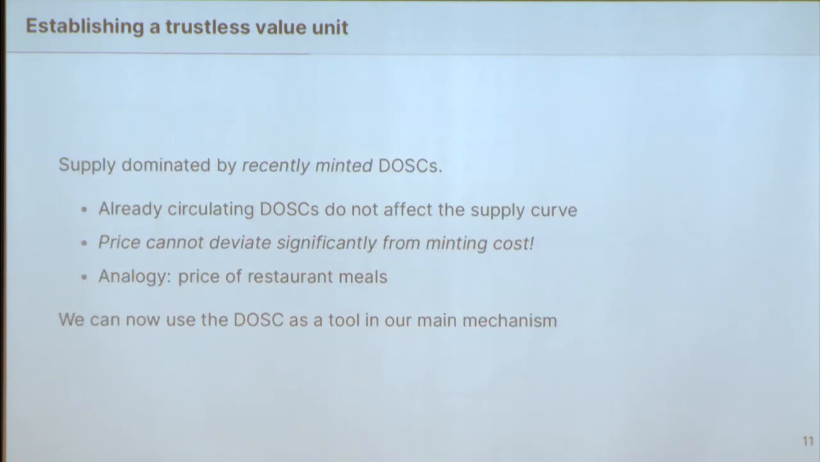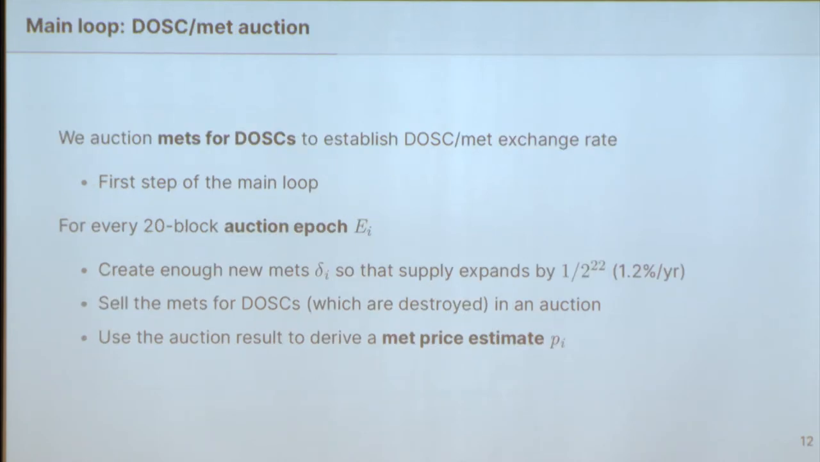However, what it does mean is that the value of one DOSC closely tracks the cost to mint it. So if for some reason you want this useless coin, then you're going to pay pretty much one day of sequential computation's worth of money, because you can only create them on demand, essentially. They have to be fresh. So this is a useless currency. However, we can use this token as a tool to build our main mechanism.